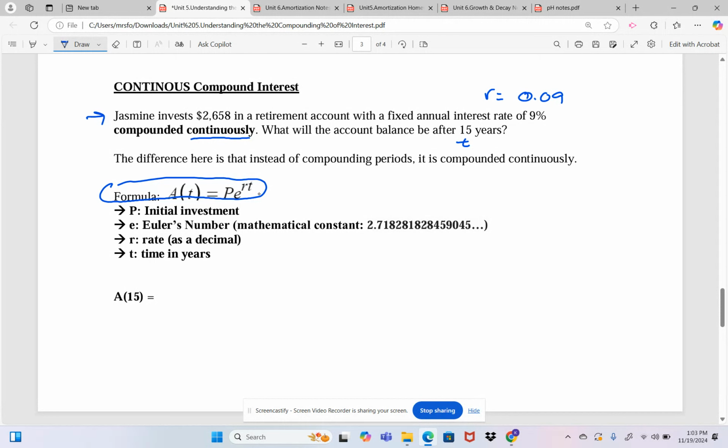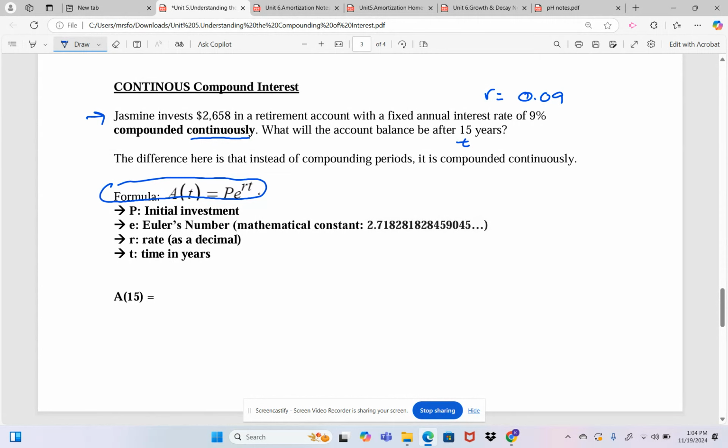In this formula, you see P-E-R-T. P, R, and T are variables. E is an actual number. I like to compare E to pi. Pi looks like a variable, but it's actually an irrational number. E is the same thing. It's Euler's number. It's a constant, 2.7182 on forever. Your calculator will recognize the E, so when you are typing your problem in, you can just put the E.